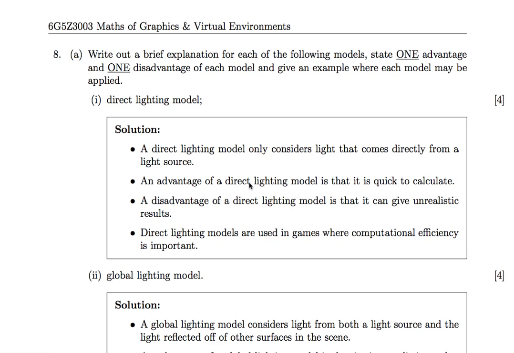This is the solution to question 8 from the 2015 examination paper for Master Graphics on Virtual Environments. Okay, so the first question says, explain what direct and global lighting models are and give advantages and disadvantages.